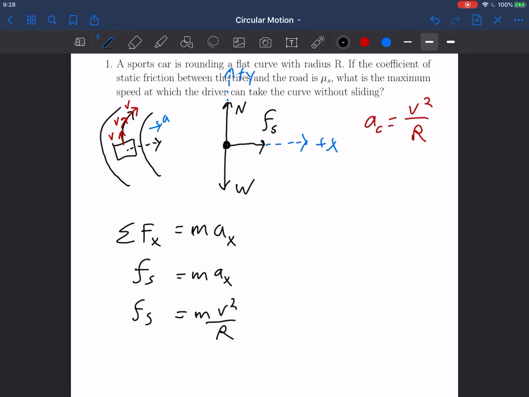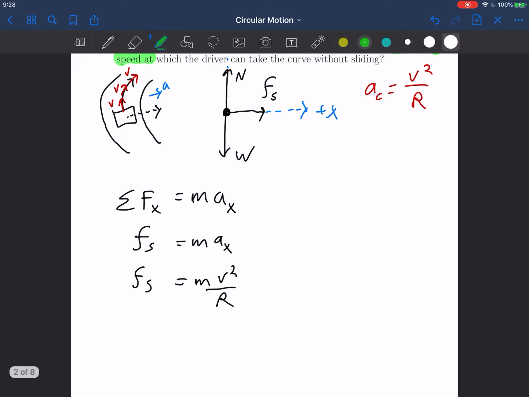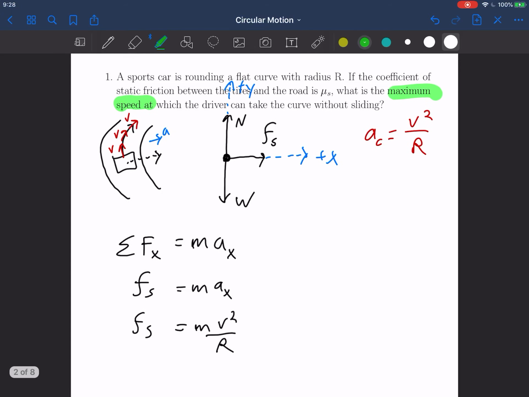Okay, so that's a good thing because in this problem we want to find the maximum speed at which the driver can take this curve, and we've introduced speed into this problem. We've removed acceleration, and we now have speed in the problem. Okay, now we can again take a quick look at the problem.